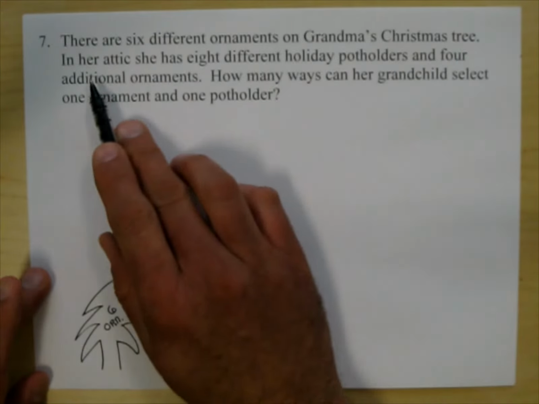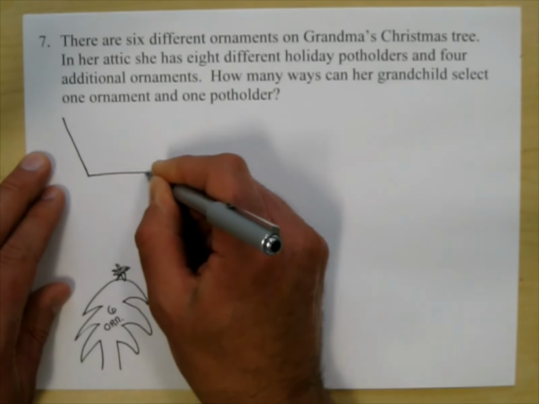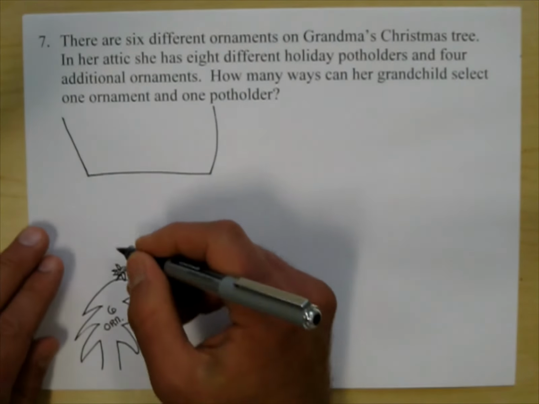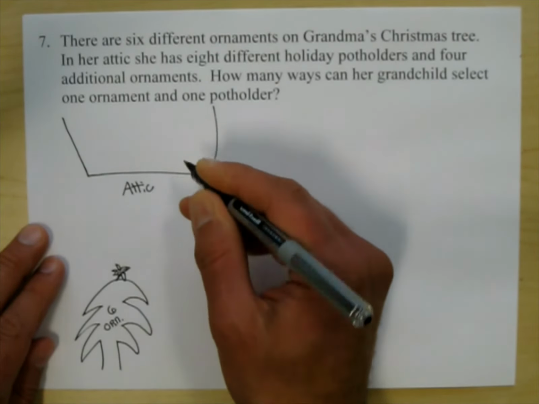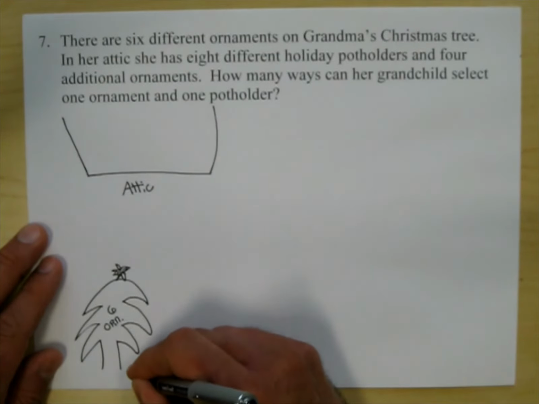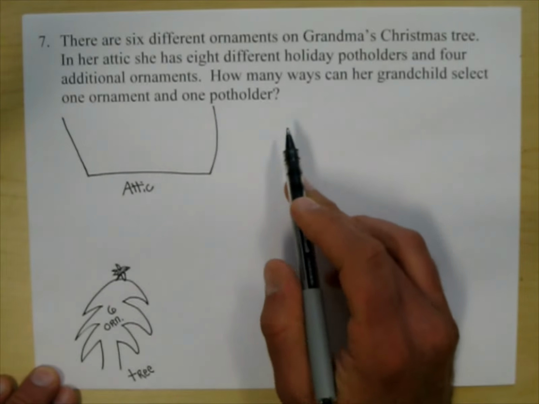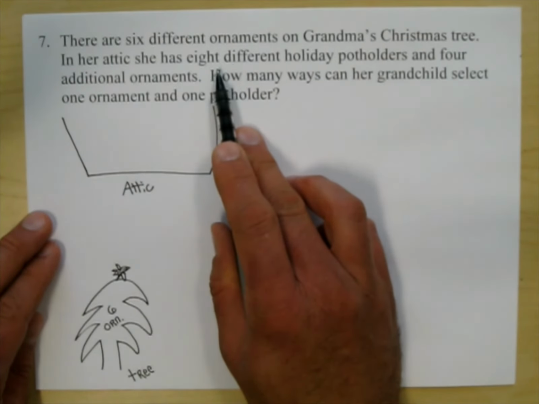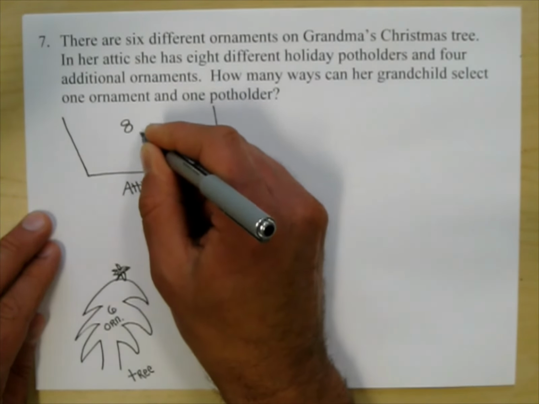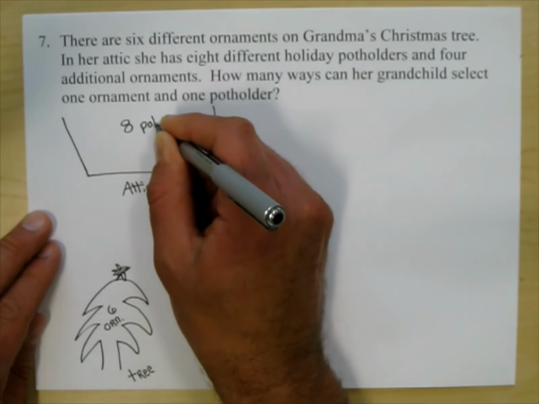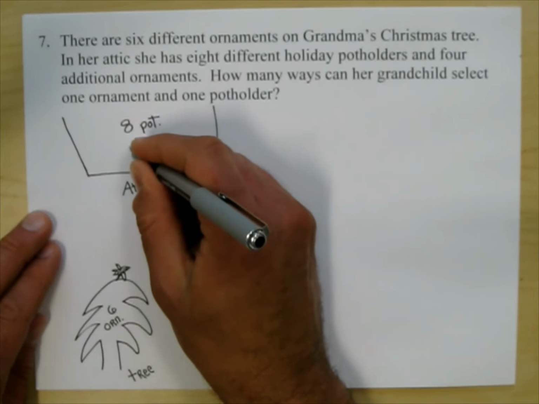Okay, now where are we going? Oh, to Grandma's attic. Okay, so her attic, let's just say her attic's up here. There's her attic. Okay, so I should label that. This one I actually should label too, because some of you might go, that's a tree. Okay, so there's a tree. The attic. What does she have in the attic? 8 different holiday pot holders. So we'll just abbreviate 8 pot holders. And 4 additional ornaments.